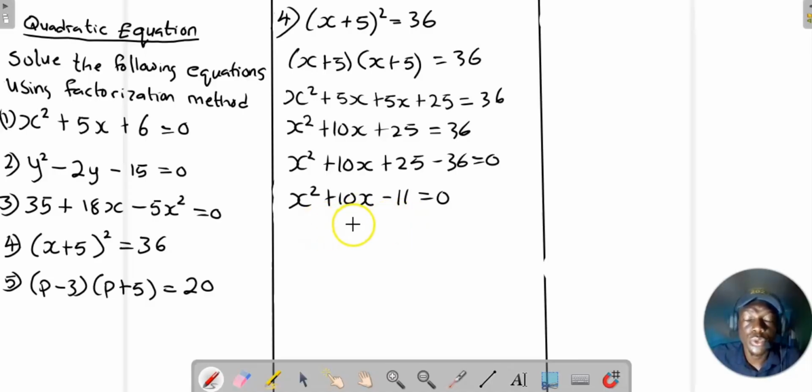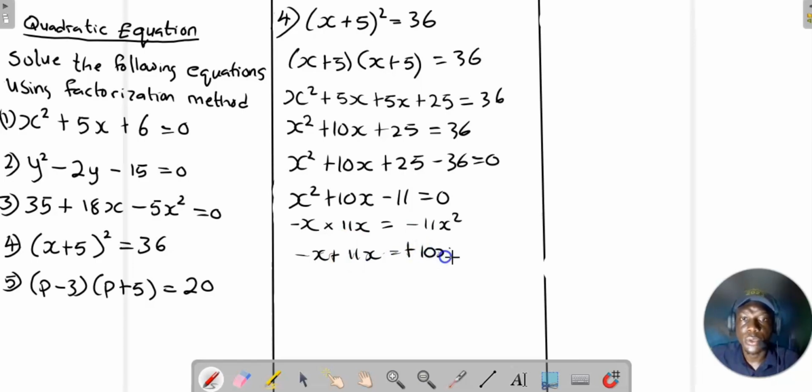So those two numbers are minus x and plus 11. So we have minus x times 11x, that will give you minus 11x squared. Then minus x plus 11x, that will give you plus 10x.